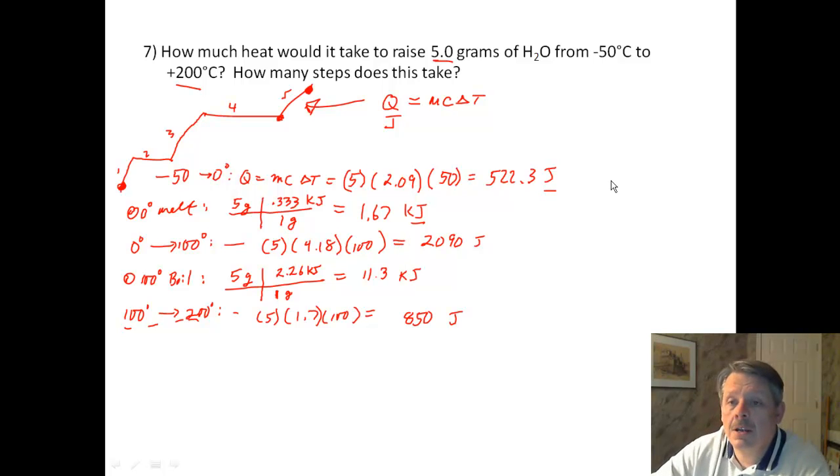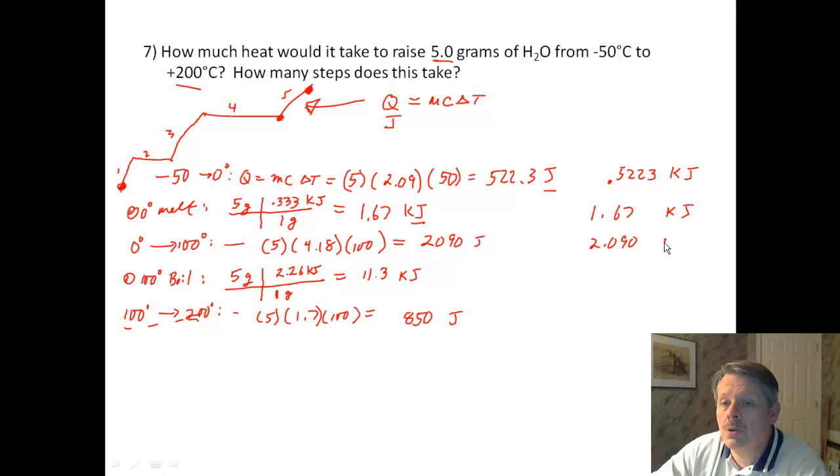All right. So I'm going to just write everything out here. This is 0.5223 kilojoules. I want to get everything in kilojoules. My next one is 1.67 kilojoules. My next one is 2.090 kilojoules. My next one is 11.3 kilojoules. And my last one is 0.850 kilojoules.